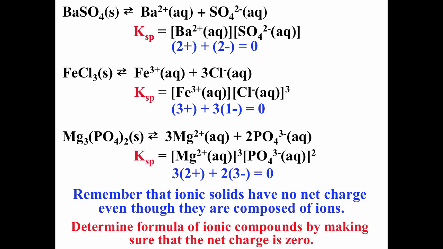And you should also remember that ionic solids are composed of charged ions, but the net charge is 0, so the charges have to cancel. So on the top one, we have 1 barium per 1 sulfate, a ratio of 1 to 1, because barium is a +2 and sulfate is a -2. On the second one, we have 3 chloride ions for every iron ion, because iron is a 3+ in this case, and the chloride is a -1, so you need 3 of the chloride ions per every iron. In the third one, you have 3 magnesiums for every 2 phosphates. 3 times 2 is equal to 2 times 3. And so again, ionic solids are composed of ions, but their net charge has to be 0.